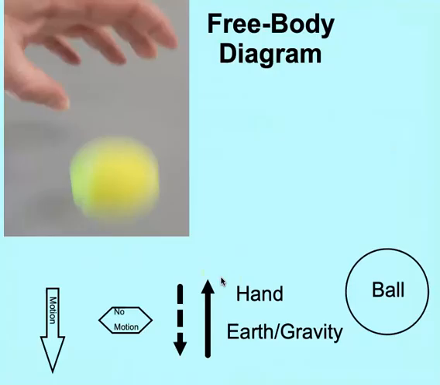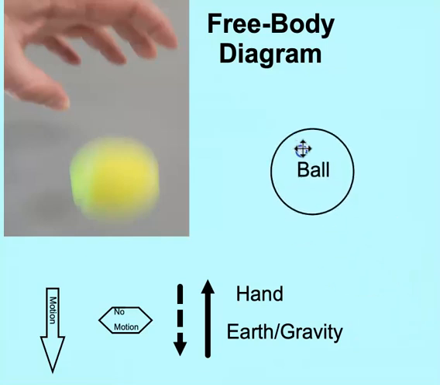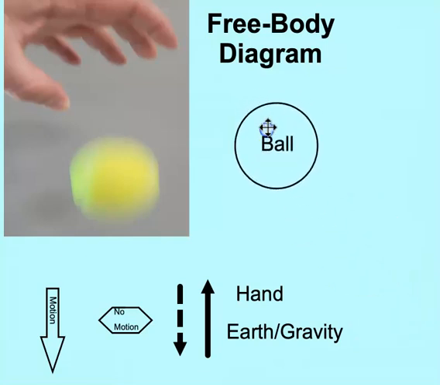All right, so this time I took a picture of the ball falling. So I've let go of the ball and it's falling as indicated by the blurry motion. So now we're going to draw a free body diagram for the ball falling. So we're going to start out with a ball and put it up here.